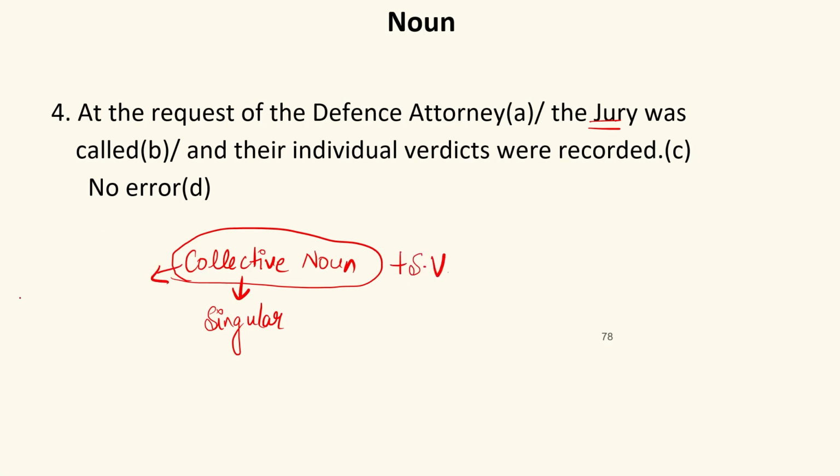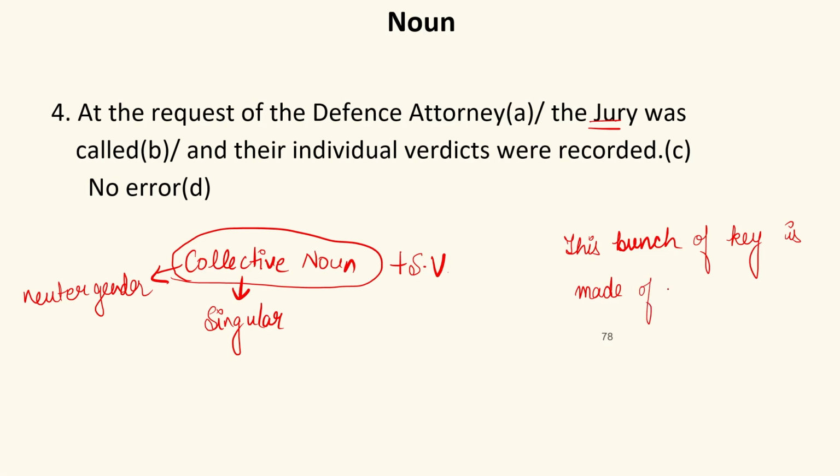And it is also considered neuter gender, just because it is non-living, or it is a group representing the entire. So it is considered neuter gender as well. For example, if I write, this bunch of key is made of gold. It is very expensive.